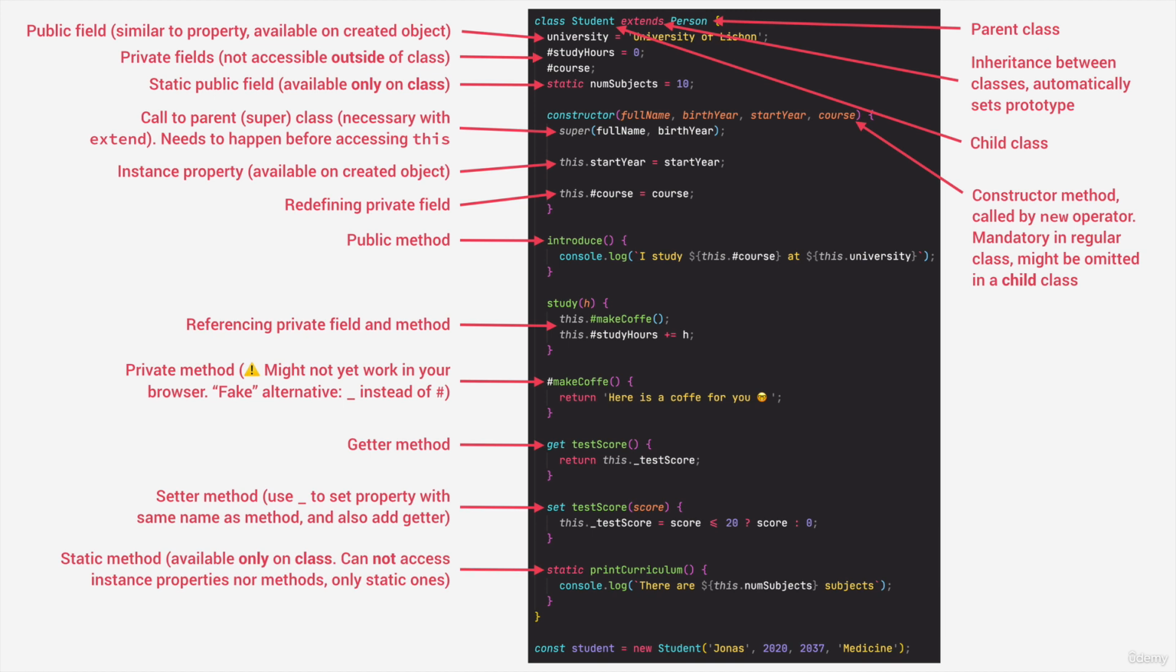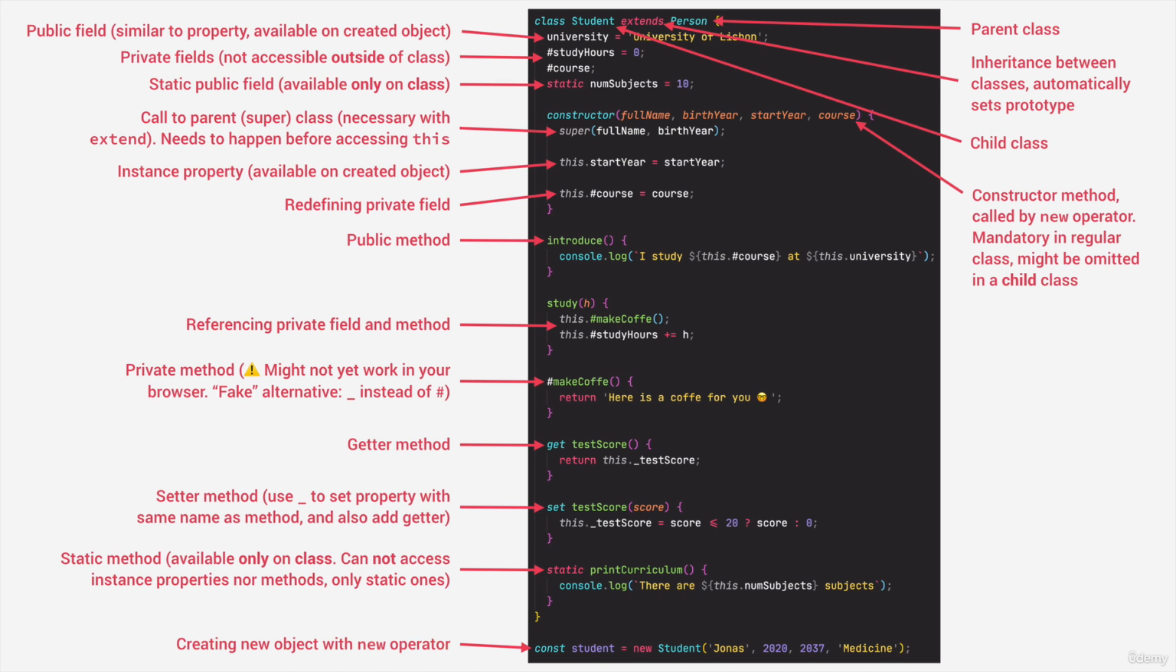Next, this is how you write static methods. And a static method is available only on the class. So it cannot access the instance properties nor the methods, but only the static ones. So for example, that static public field that we defined there at the top will of course be accessible in the static method. And usually we use these static methods as helper methods for the class.